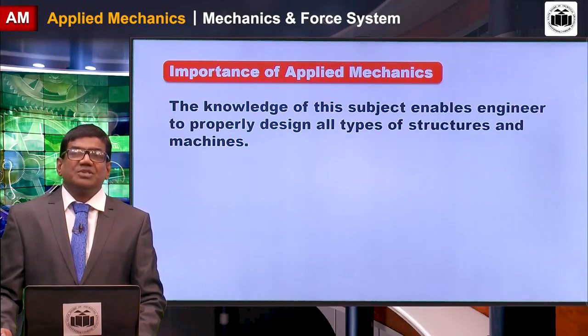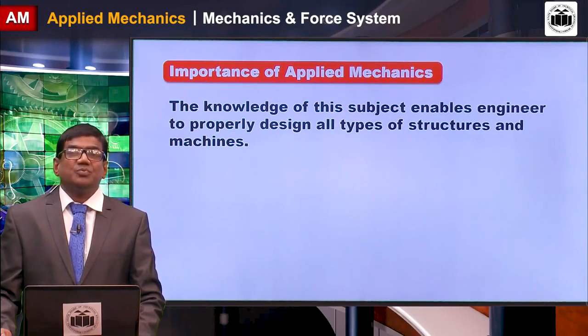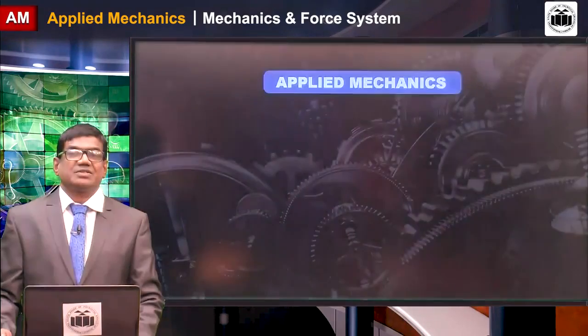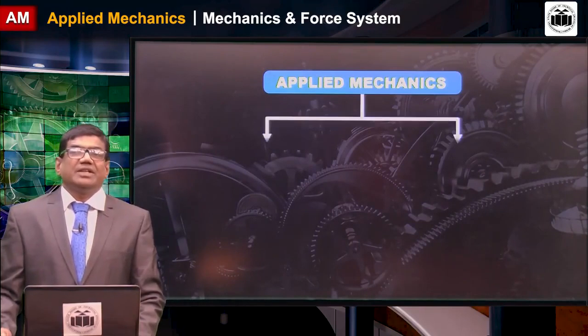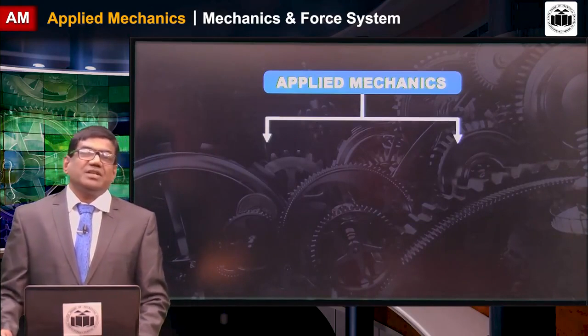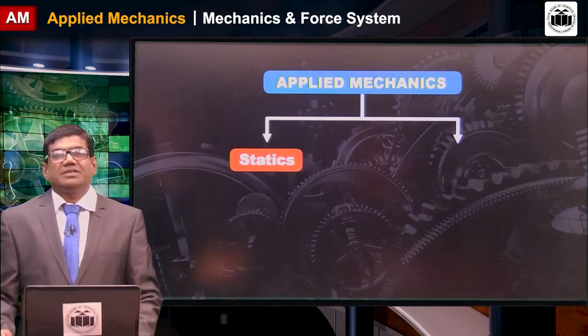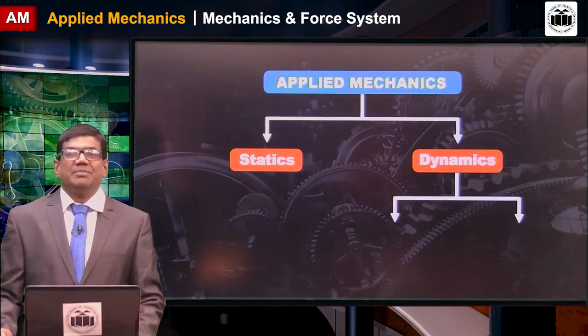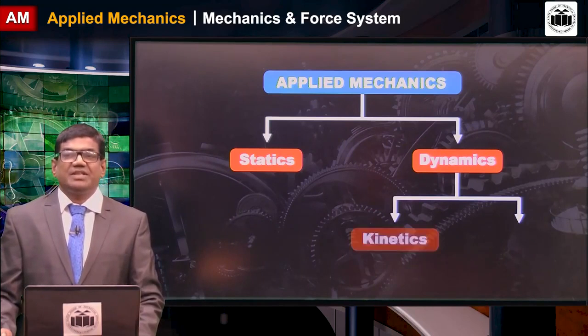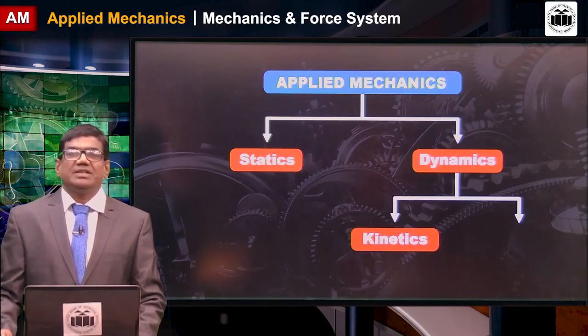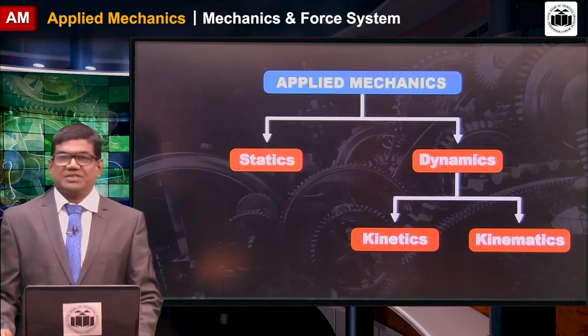The knowledge of this subject enables an engineer to properly design all types of structures and machines. Applied mechanics is divided into two sub-branches. First, statics, second, dynamics. Again, dynamics is divided into two sub-branches. First is the kinetics, second is kinematics.